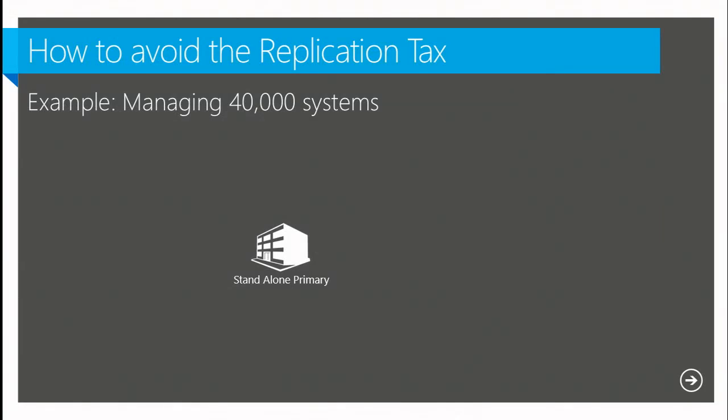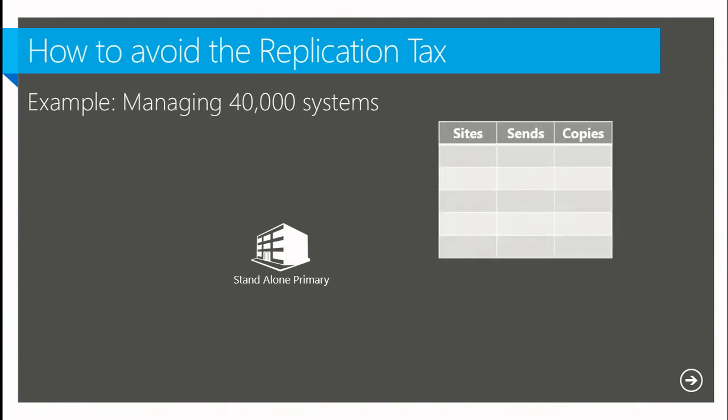So let's take an example. Let's take an infrastructure trying to support 40,000 clients. Now, it is extremely possible, in fact, I would say it's the preferred experience, to manage those 40,000 clients with one single standalone primary. Now, we can do a little bit of math around this. With only one site, we don't ever have to send a copy anywhere else. And there's only one copy in the environment.